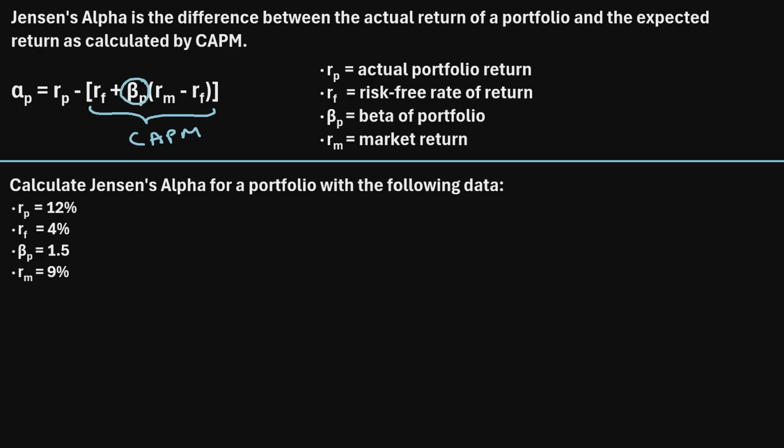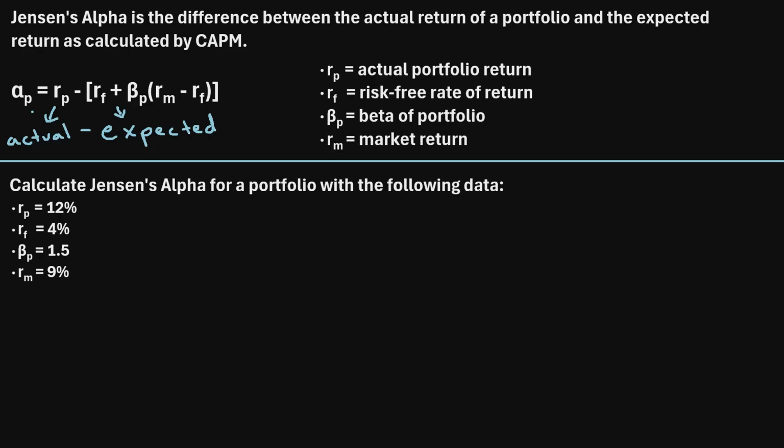So that's the volatility of the portfolio relative to the market. And we multiply that by the market return, so the actual returns of the market, which is usually measured by something like the S&P 500, minus the risk-free rate of return. So really, all this formula is doing is taking the actual return and subtracting this whole quantity, which is the expected return. So alpha is just the difference between the actual return and the expected return.